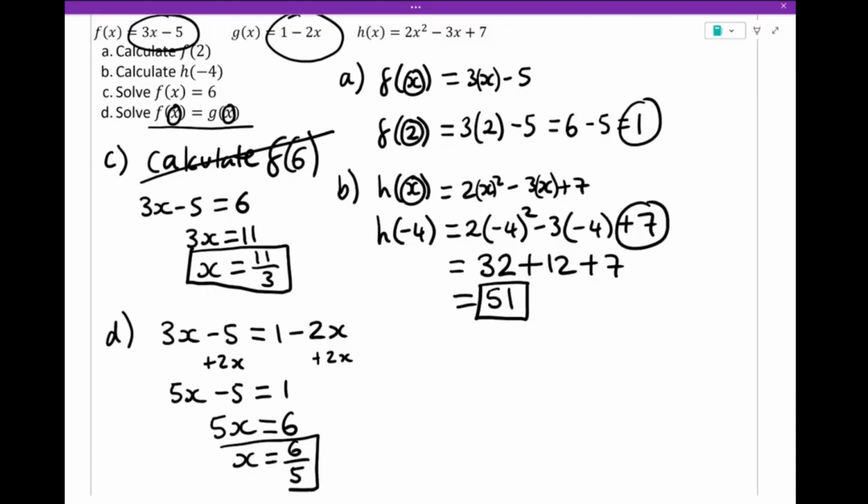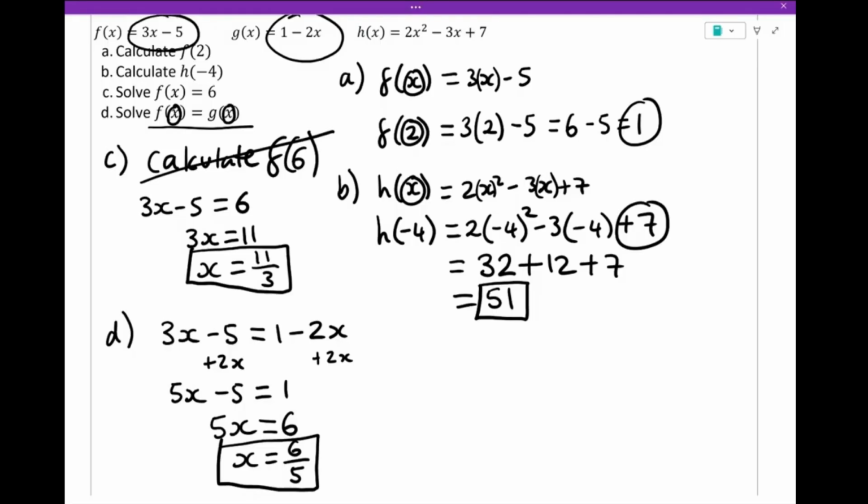So what we've found here is the solution to part D. And essentially what this means is if I substituted this value into both f of x and g of x, I would get the exact same output. However, we don't need to know that output. All I wanted to know was that x value I found there.